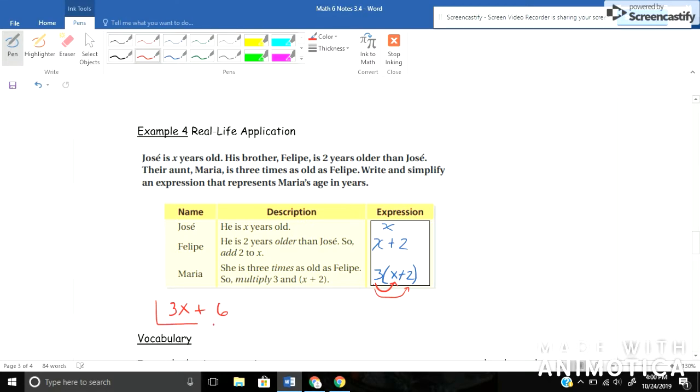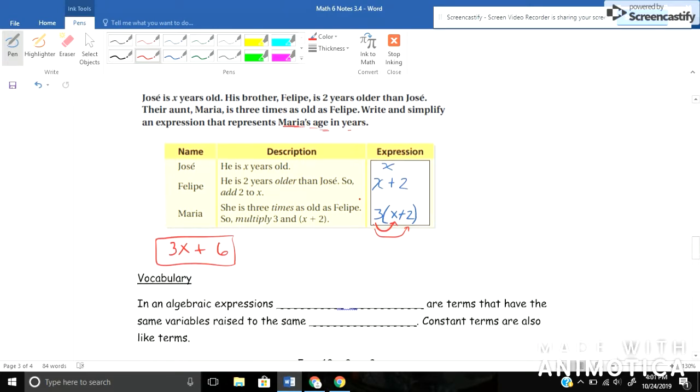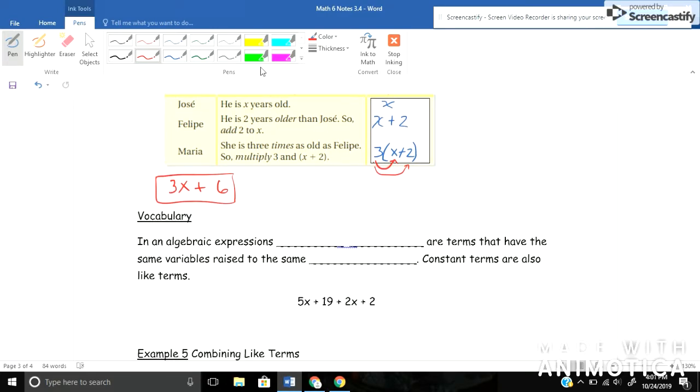So this is as simple as I can get for the expression that represents Maria's age in years, 3x plus 6. Okay. Moving on to a little bit of vocabulary. It says, in an algebraic expression, like terms.